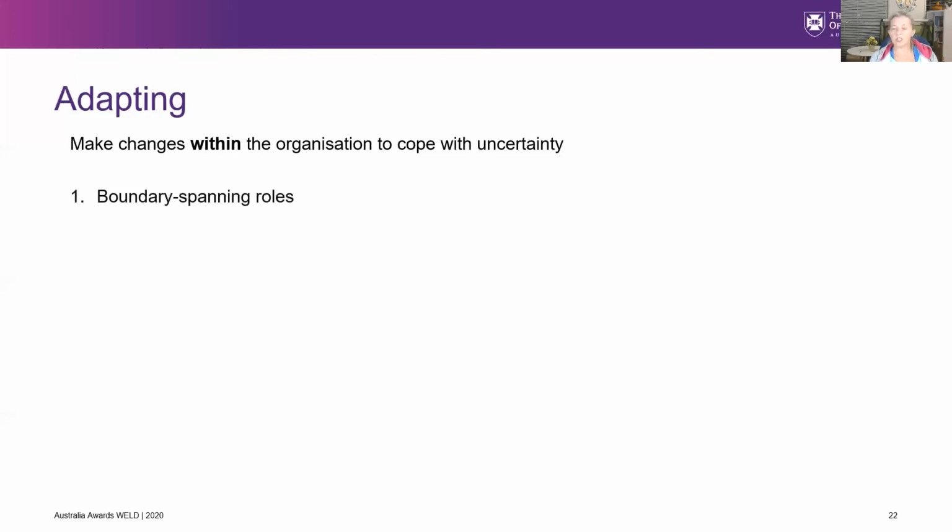The first is to develop boundary-spanning roles. Boundary-spanning roles perform 2 functions. They detect and process information about changes in the environment, and they represent the organisation's interests to the external environment. Marketing and purchasing are 2 examples of boundary-spanning roles.